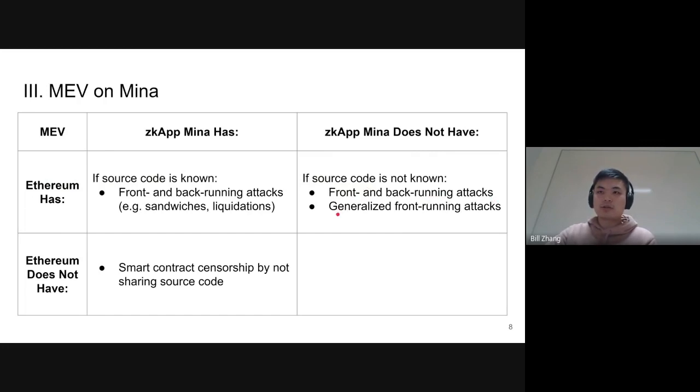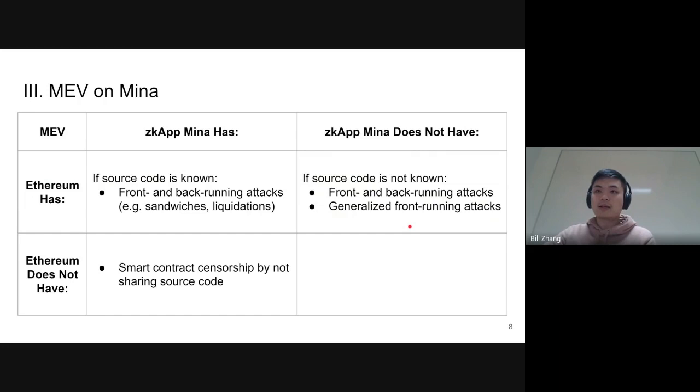And you can't do generalized front-running attacks. Generalized front-running attacks are ones where you try to duplicate some other user's transaction to see if it would make money if you were to run it yourself. And if it does, you put your transaction right in front of that user's, which is front-running them, such that you will successfully monetize that opportunity. And then once it gets to that user's chance, the opportunity is gone. That's not possible if you don't know the source code, because then you just can't really interact with that ZK app. And that, as a result, is one way where the privacy of ZK apps can protect users on Mina.